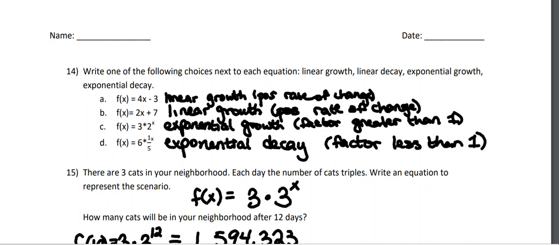3 multiplied by 2, you're multiplying by a number that makes it get bigger. 3 times 2 is 6. 6 times 2 is 12. It gets bigger and bigger, so that is exponential growth. 6 times 1/5 is exponential decay. Multiplying is always exponential. And if you're multiplying by 1/5, it's going to get smaller. 6 times 1/5 is going to be 6/5, which is a lot less than 6 wholes.